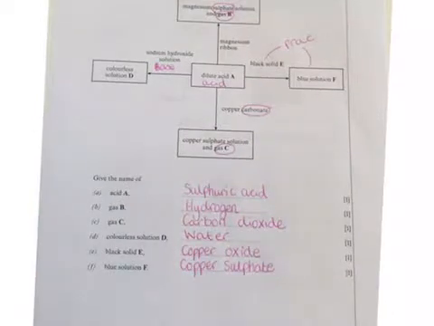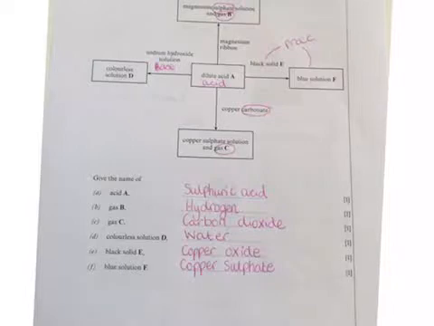Then moving on to gas C, I can see that copper carbonate has been added. Carbonate, automatically in my head, I'm thinking it's going to be a carbon dioxide reaction. So you make copper sulfate and carbon dioxide.